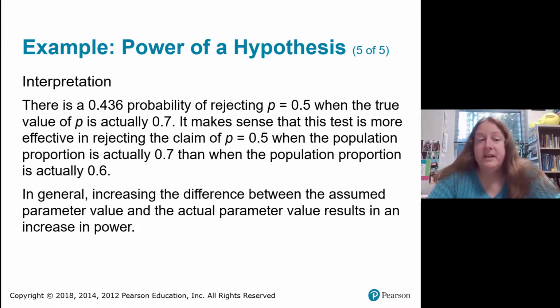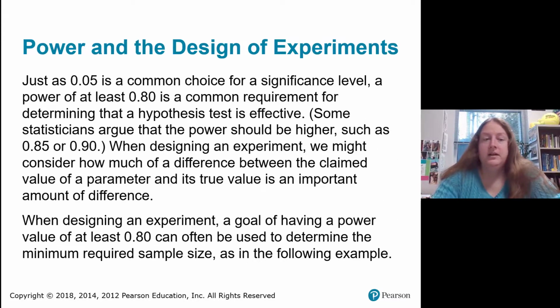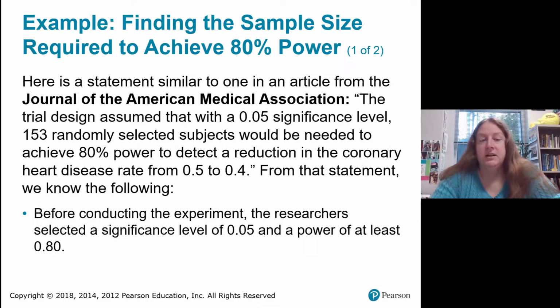If we bump this up, where we're looking at P actually being 0.7, now we have a 0.436 probability of rejecting. That's a little bit better. And again, if it's 0.8 or 0.9, then we have a much better chance of actually rejecting the false null hypothesis. So this is how this might play out.